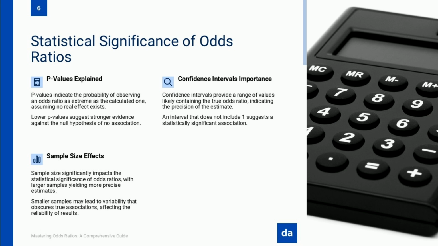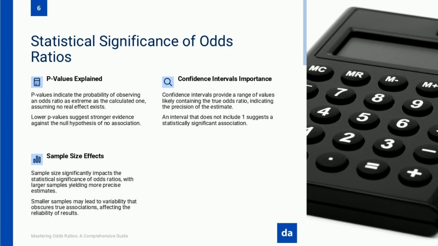Let's consider an example to illustrate how we interpret odds ratios along with their confidence intervals. Imagine we're studying the relationship between a new medication and the risk of a particular disease. We calculate an odds ratio of 0.75 with a 95% confidence interval of 0.60 to 0.95. What does this tell us? First, the odds ratio of 0.75 suggests that individuals taking the medication have 25% lower odds of developing the disease compared to those not taking it.